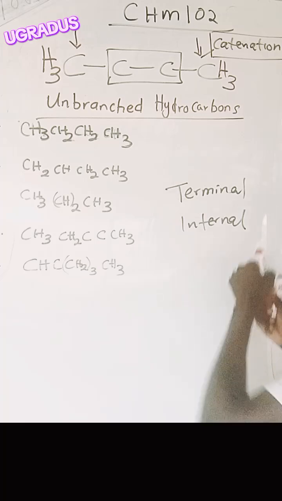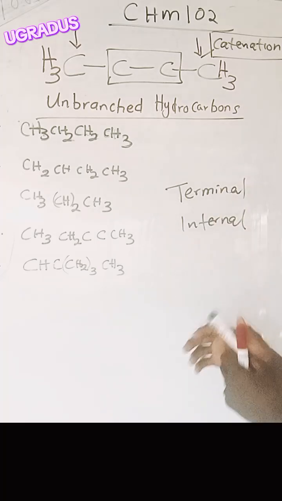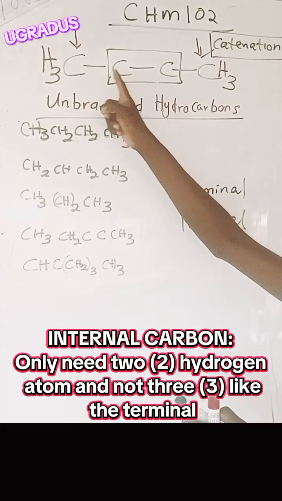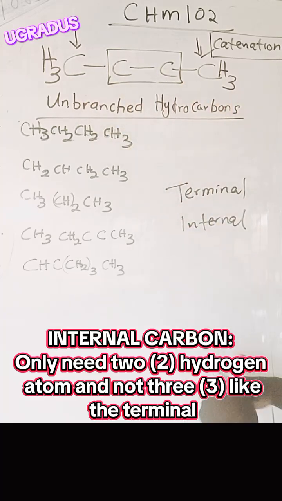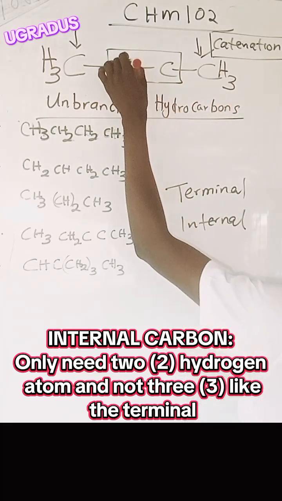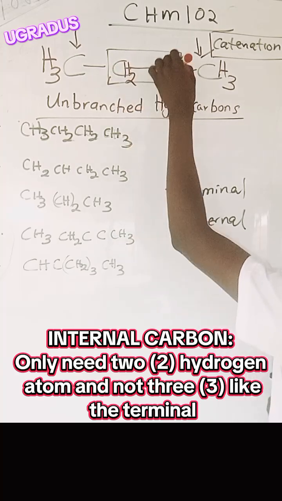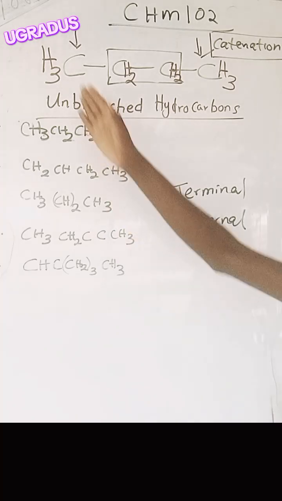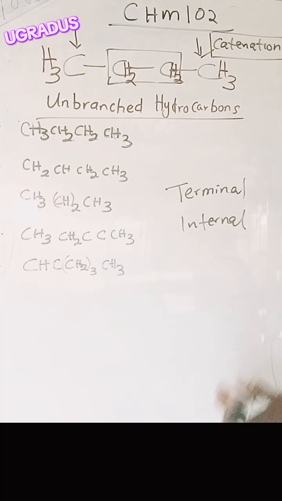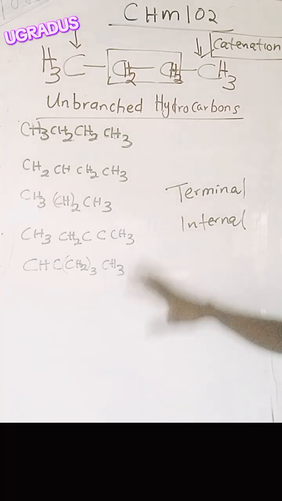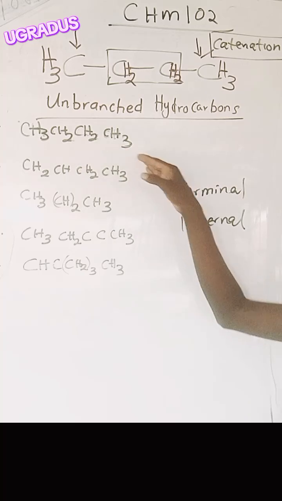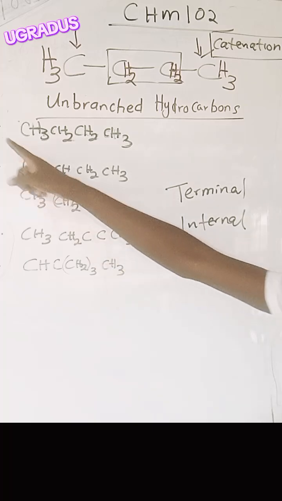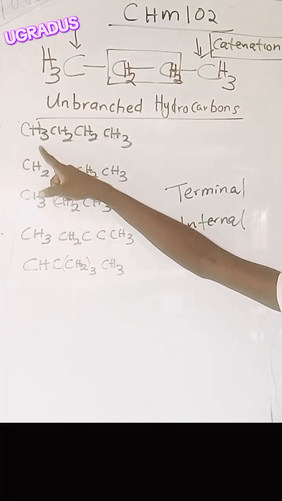Now for the internal carbon, since it already has 1 bond from here and 1 bond from here, like a front bond and a back bond, it already has 2. So it's not right for us to say it will need 3 like the terminal. Any internal carbon always takes up 2 hydrogens, while the terminal carbon always picks up 3 hydrogens. Now, whenever you see a compound that obeys this rule, then that compound is saturated. Therefore, if you check my example 1, you notice that this is CH3 and CH3.